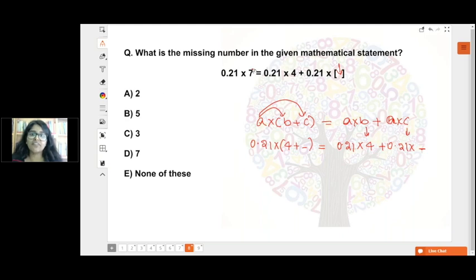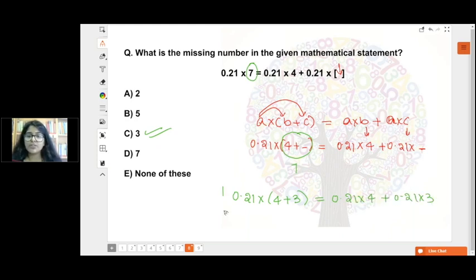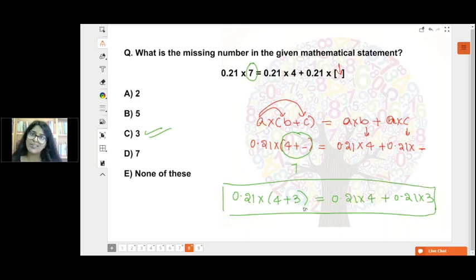But we are already given this as 7. So what number should be there for it to be 7? This complete number is given as 7 for us. So the missing number should be 3, right? Then only you can write 0.21 into (4 plus 3), which can be written as 0.21 into 4 plus 0.21 into 3. So this is the distributive property over addition, and based on that we have solved this. So moving on to the next one.